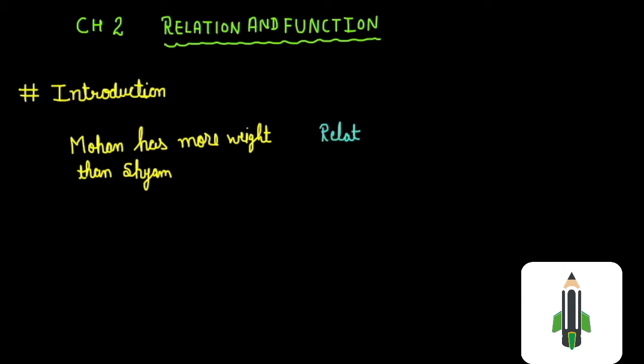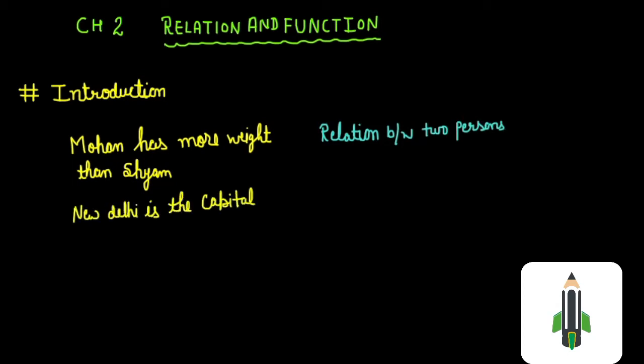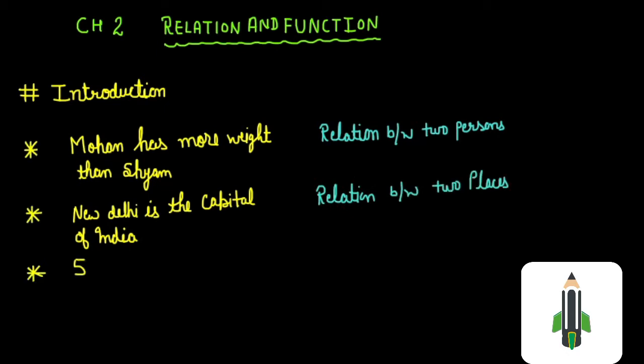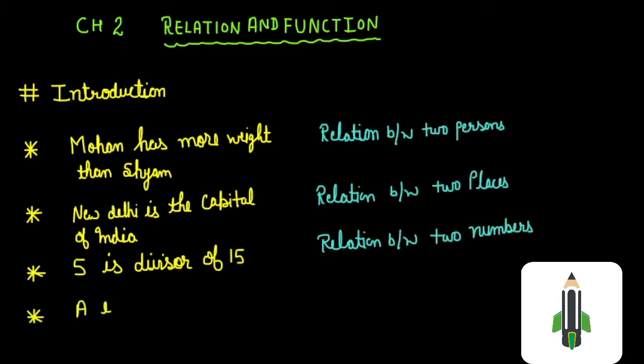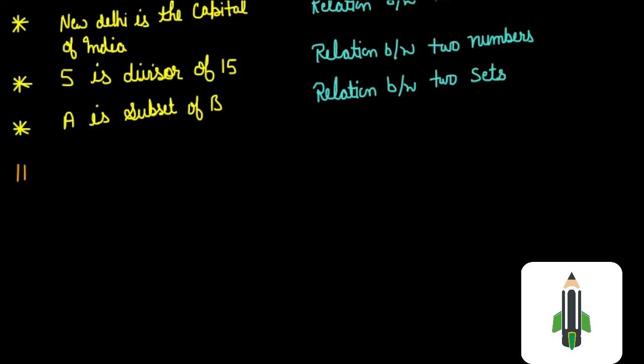I am using some examples like Mohan has more weight than Sham. Here I am telling you a relation between two persons. New Delhi is the capital of India. Relation between two places. 5 is a divisor of 15. Relation between two numbers. A is a subset of B. Relation between two sets.